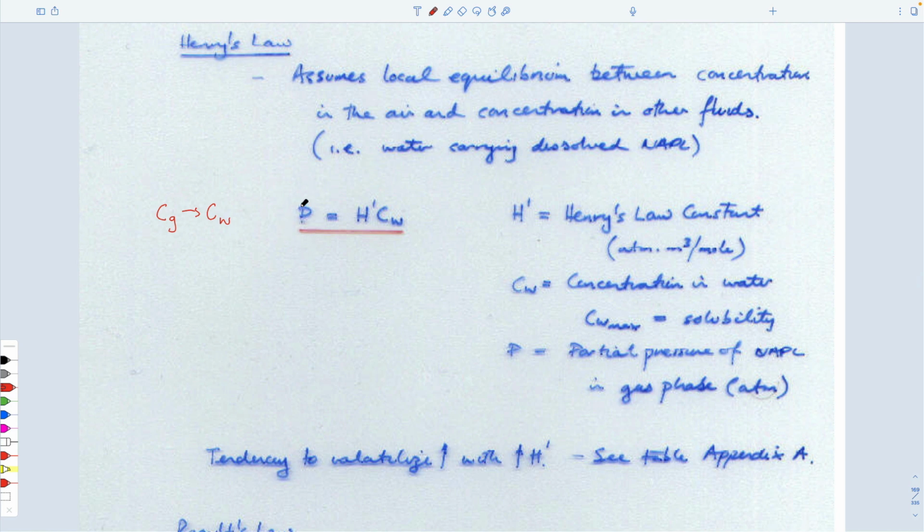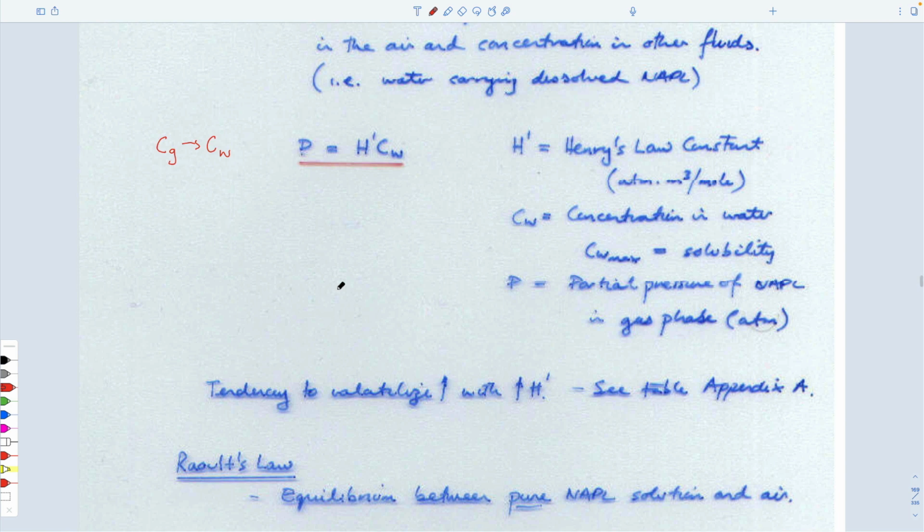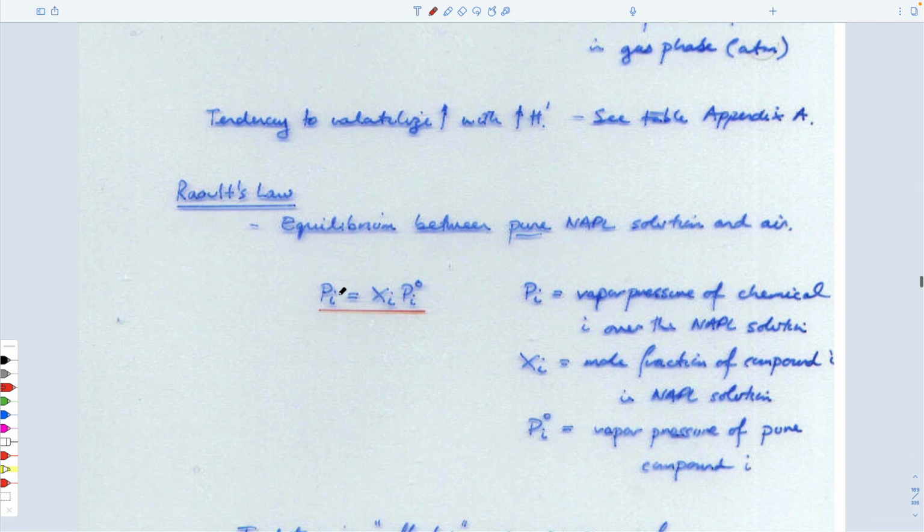Henry's law connects the partial pressure of the vapor of the NAPL relative to the concentration that it would take up in water, its solubility in water, and it's linked by the so-called Henry's law coefficient. And so we can talk about that to be able to determine the interrelationship between aqueous and gaseous concentrations. And we will talk about that in a slightly different form. I won't dwell on it here.